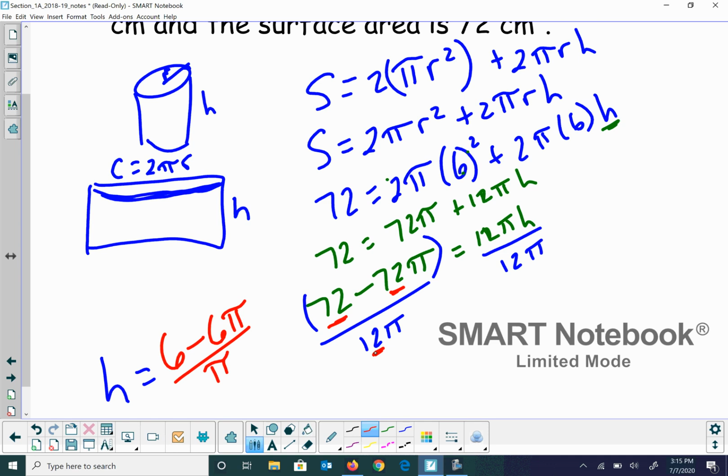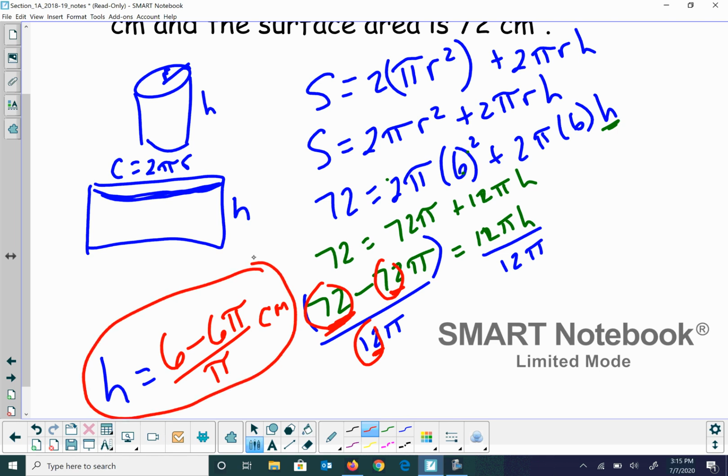Now some of you are like, where did that 12 just go? Well, that 12 went into both of those. That's where those 6's came from. Being that this doesn't have a pi with it, I'm not going to worry about getting rid of it. So I have a height of 6 minus 6 pi, all divided by pi centimeters.